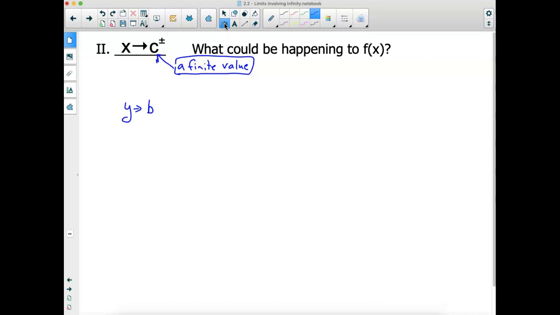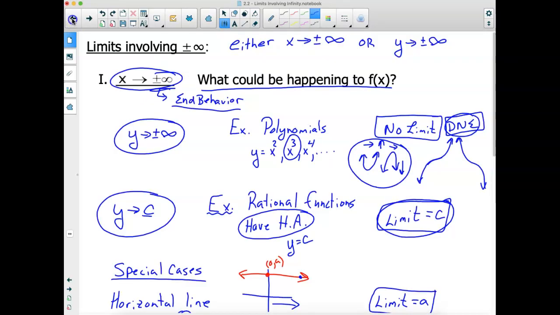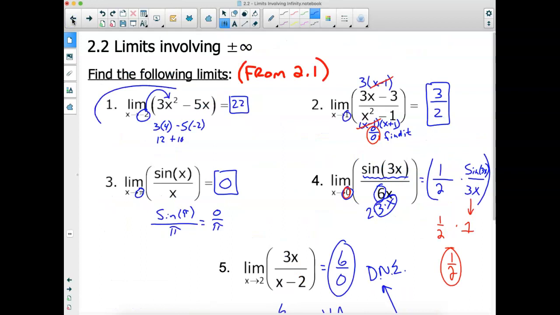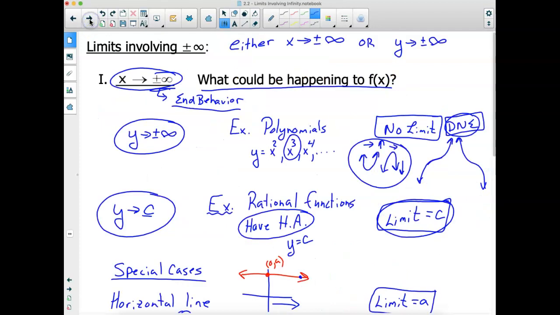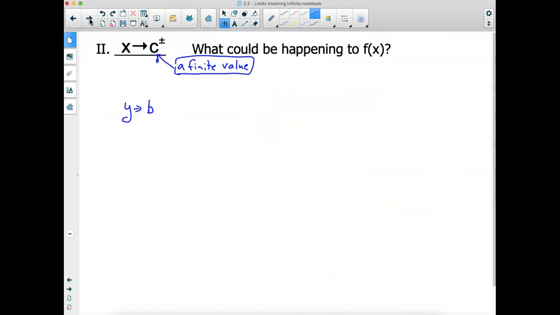What are you talking about? Well, if I'm talking about y approaching a specific value, let me come back to the beginning right here. Okay, y was approaching a specific value, and the limit was something. Okay, it came out. I used substitution, and I got it there. Substitution worked.